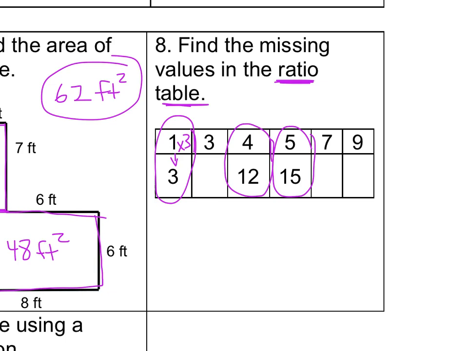How about going up? What's 12? What do I do to 12 to get 4? Well, the opposite of times 3, which is divided by 3. So let's do 3 times 3. Let's do 7 times 3. And 9 times 3.